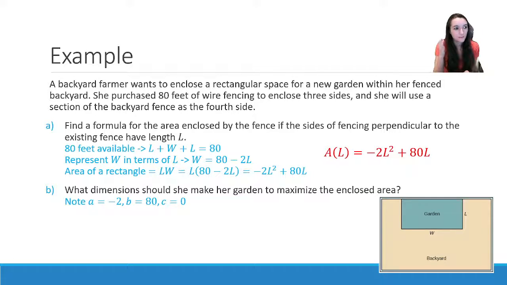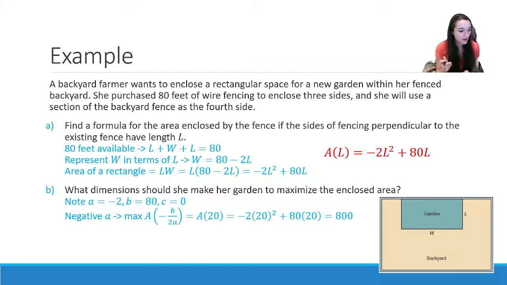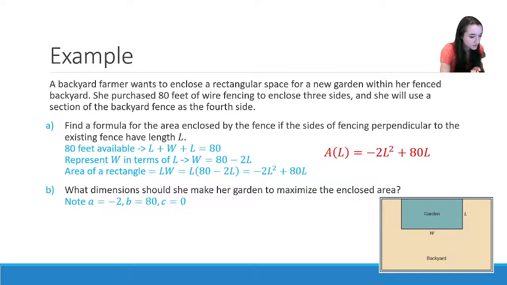So to figure out my negative b over 2a, I'm going to plug in 80, so negative b over 2a is equal to negative 80 over 2 times negative 2, or in other words, negative 80 over negative 4, which equals 20.